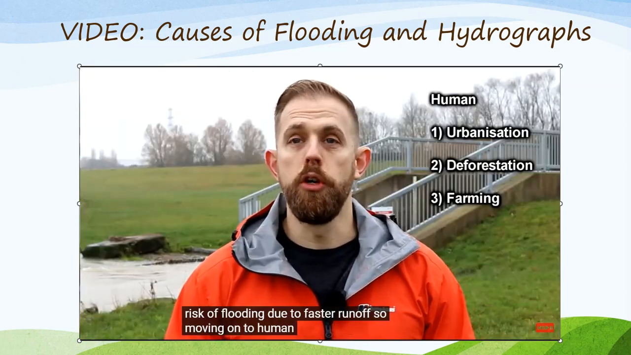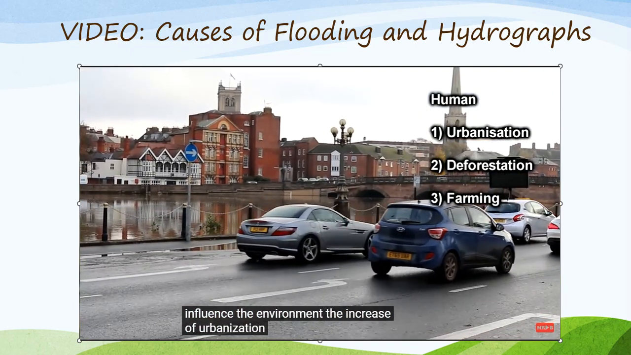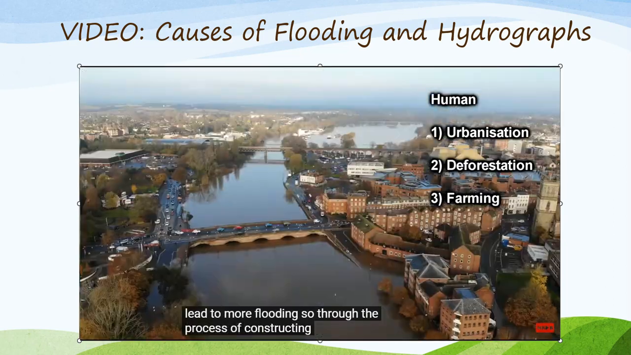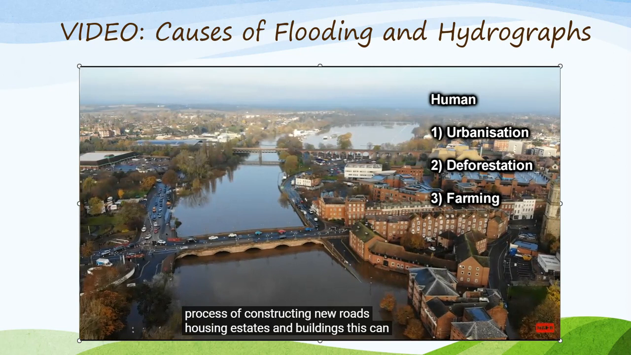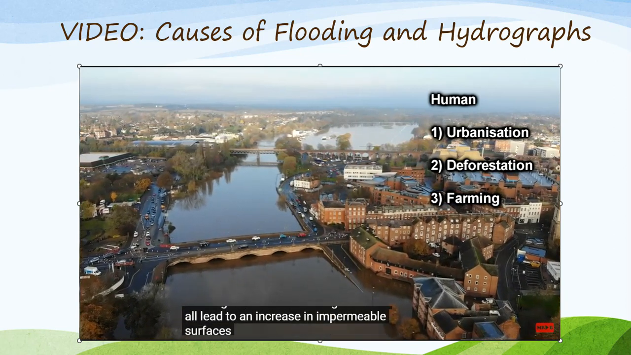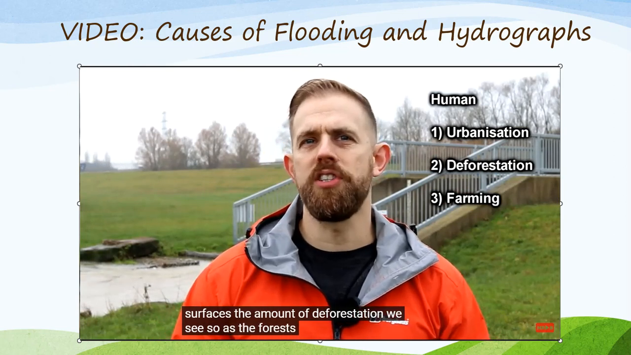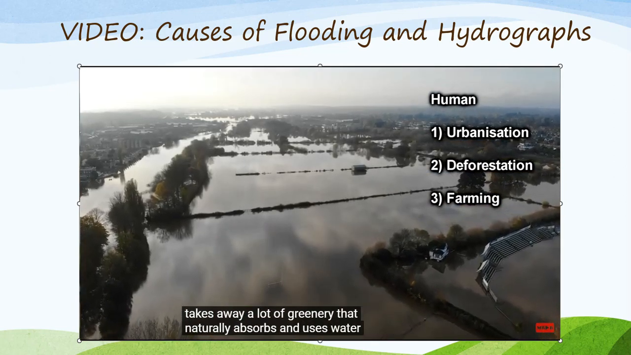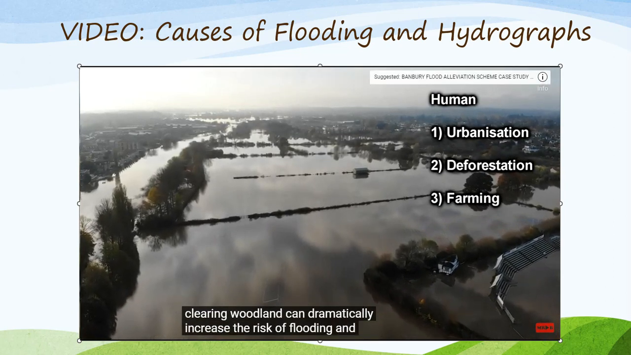So, moving on to human factors and how we influence the environment. The increase of urbanisation and construction can lead to more flooding. Constructing new roads, housing estates and buildings can all lead to an increase in impermeable surfaces. Then there's the amount of deforestation we see. As forests are cleared, this takes away a lot of greenery that naturally absorbs and uses water. Clearing woodland can dramatically increase the risk of flooding.